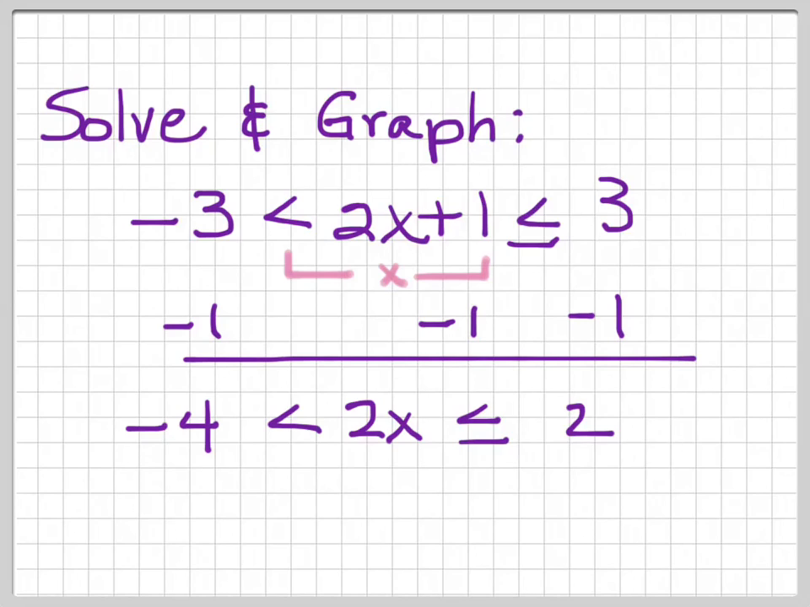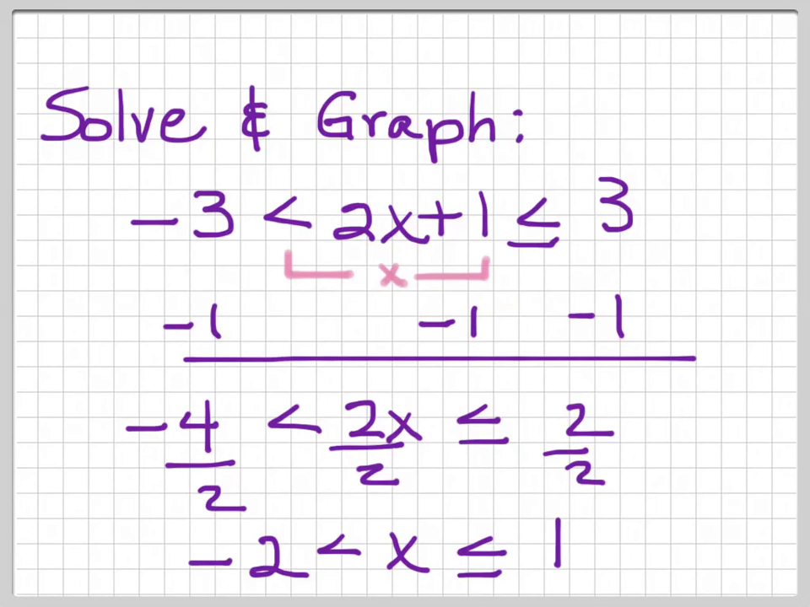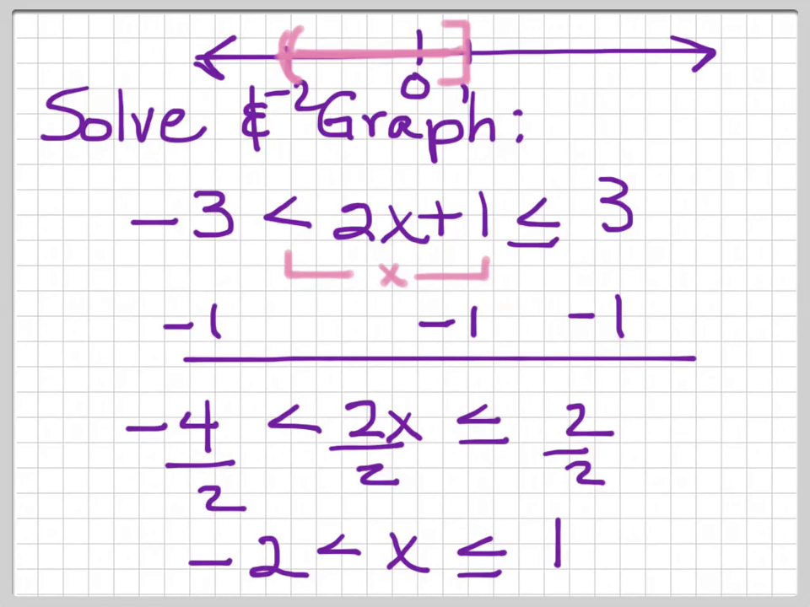Now what do I have to do? Well, I've got to divide everything by 2. And when I divide everything by 2, I get -2 is less than x is less than or equal to 1. So that is the first part of the solution. And I know that when I graph this, my x is going to lie between two numbers, and those two numbers are going to be -2 and +1. -2 is not included, +1 is included, so that's what the graph looks like.